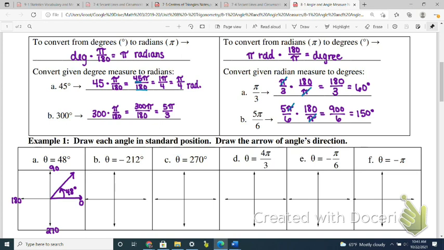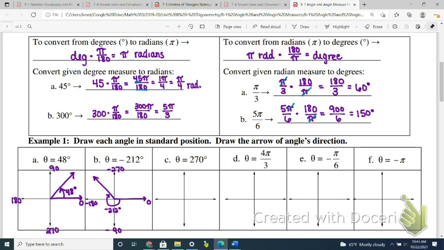Negative 212. So I draw my markers on there. So it's 0, negative 90, negative 180, negative 270. So I start at my 0 line. 212 is about halfway between 180 and 270. So I'll draw it, draw my directional arrow, and label it.